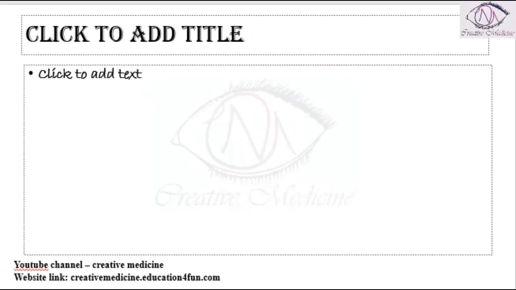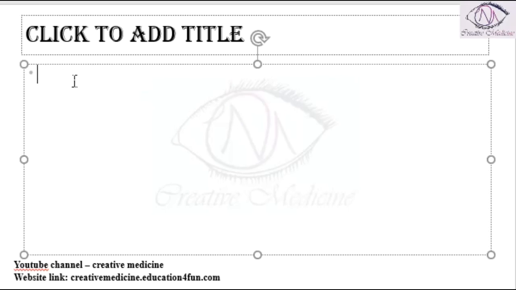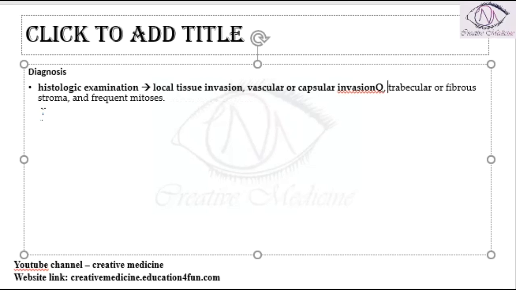Now, for the diagnosis, an accurate diagnosis is mainly made by histological examination. On histopathological examination, you will see invasion of the local tissue along with vascular invasion and capsular invasion, and there can be trabecular and fibrous trabeculae with frequent mitosis. So whenever there is tissue invasion with mitosis, you should suspect parathyroid carcinoma.